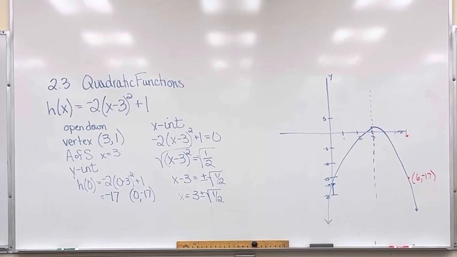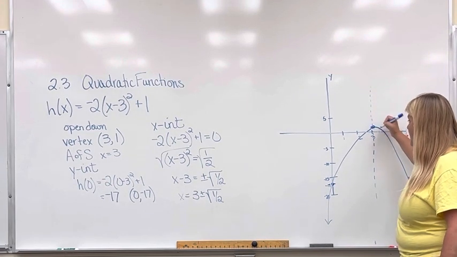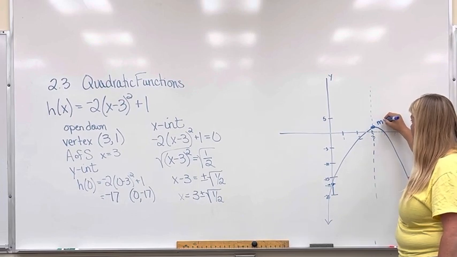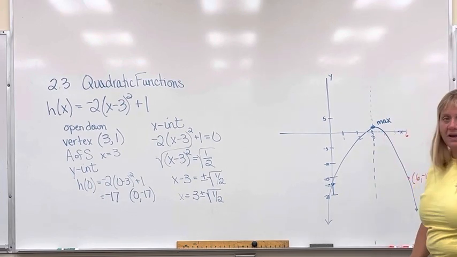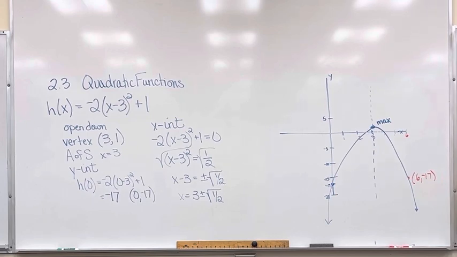Okay. All right, and then if someone asks you whether this graph has a maximum or a minimum, they're basically asking you to look for that vertex point. And in this case, it is a maximum value, okay? So we have a maximum.